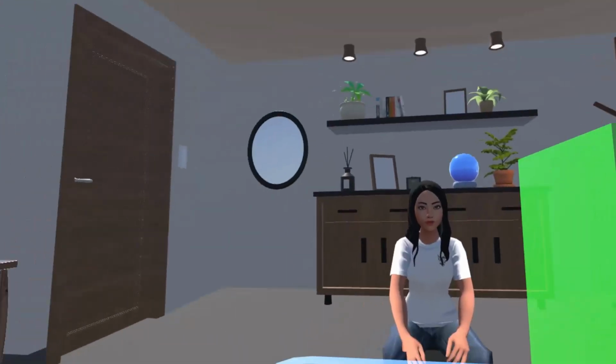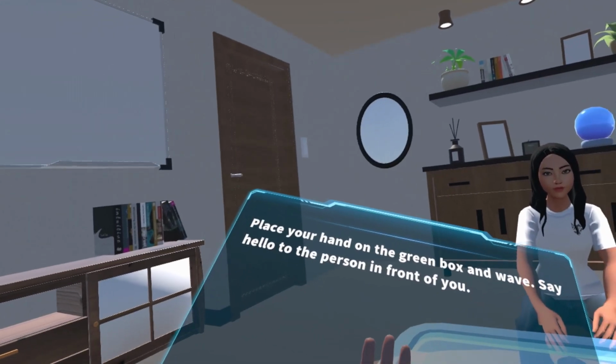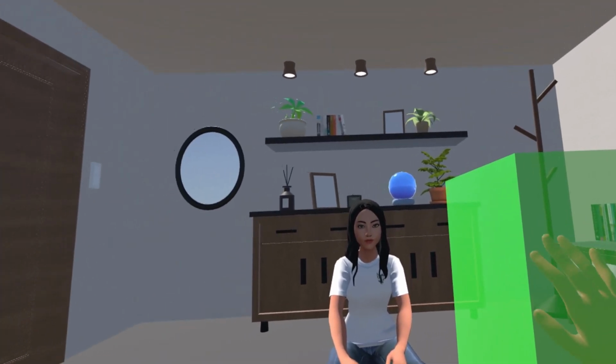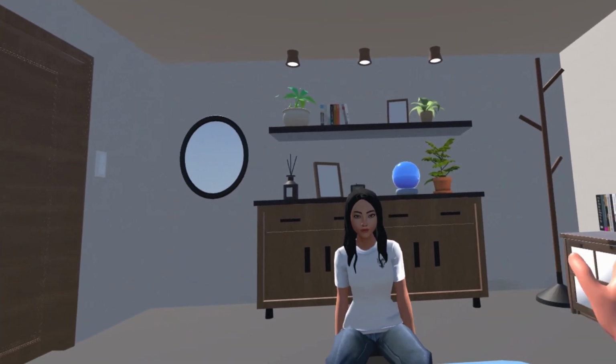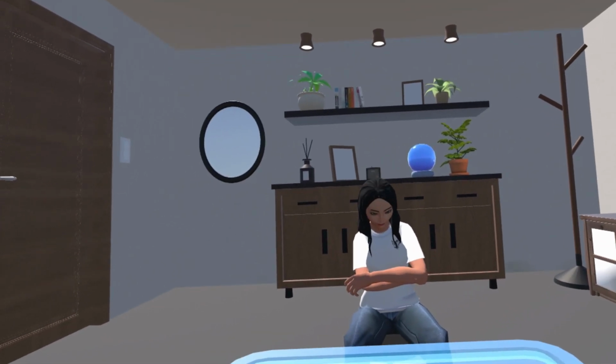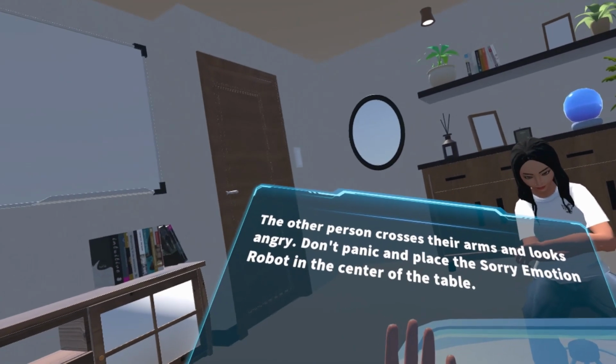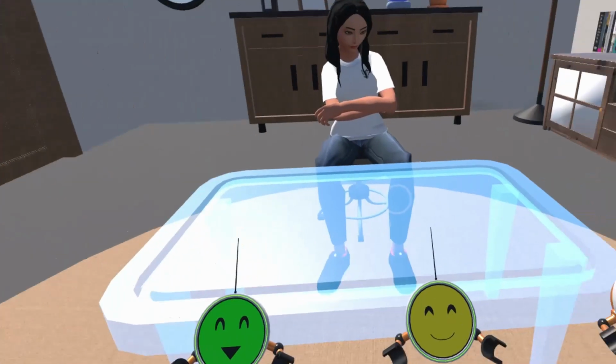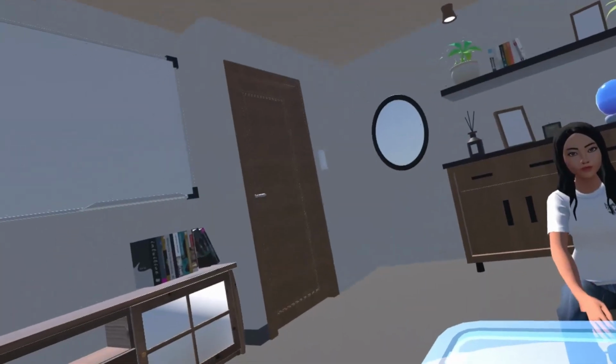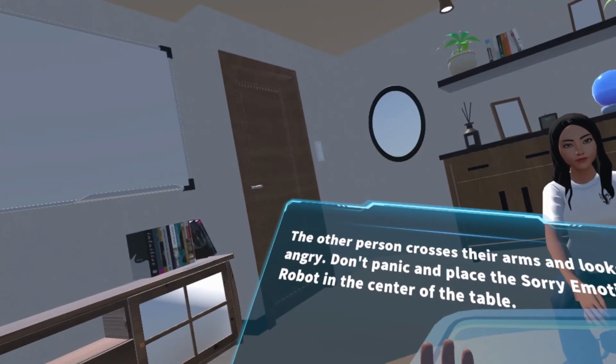Place your hand on the green box and wave. Say hello to the person in front of you. This is so unfair. I'm really mad right now. The other person crosses their arms and looks angry. Don't panic and place the sorry emotion robot in the center of the table.